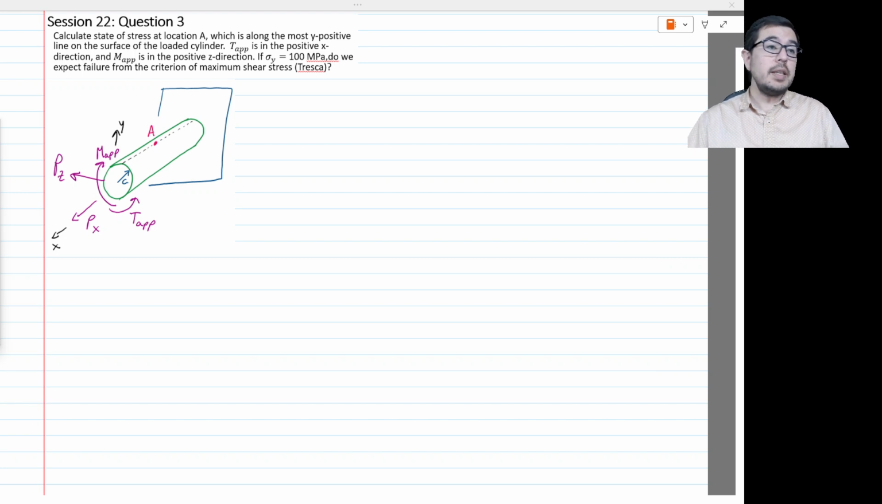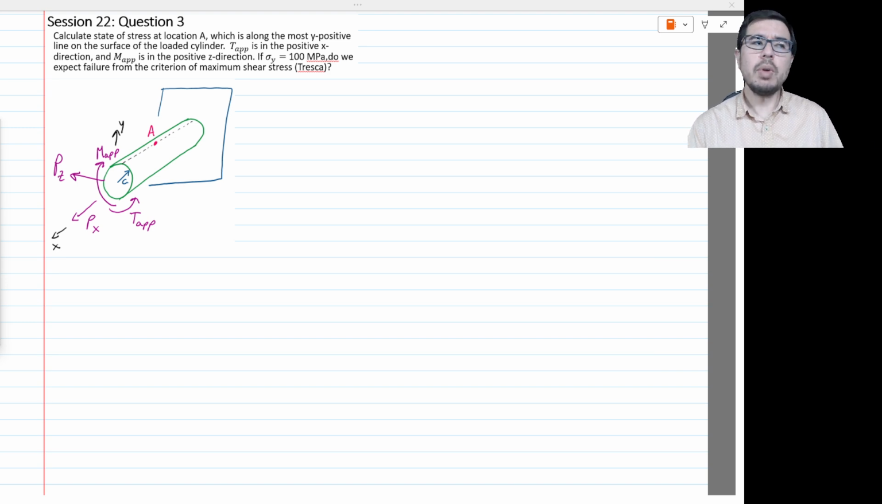This problem states: calculate the state of stress at location A, which is along the most positive y line on the surface of the loaded cylinder. T-app is in the positive x direction and M-app is in the positive z direction. If sigma y equals 100 megapascals, do we expect failure from the criterion of maximum shear stress, or Tresca criterion?